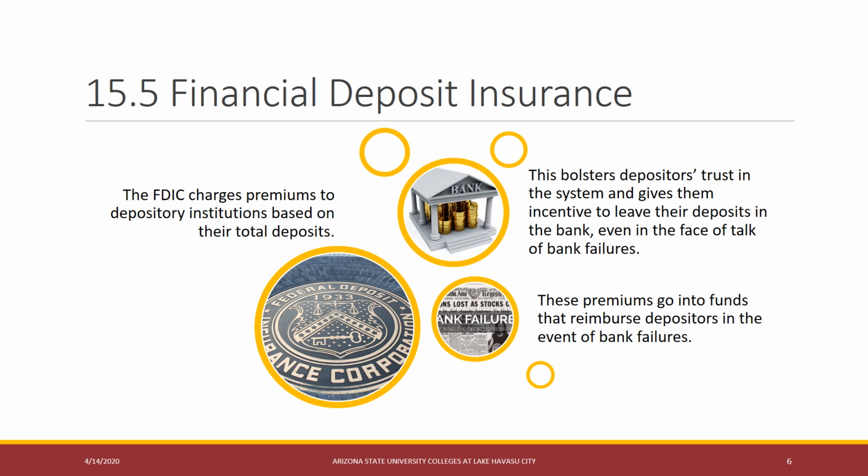The FDIC charges premiums to depository institutions based on their total deposits. These premiums go into funds that reimburse the depositors in the event of bank failures. This bolsters depositor trust in the system and gives them an incentive to leave their deposits in the bank, even in the face of talk of bank failures.